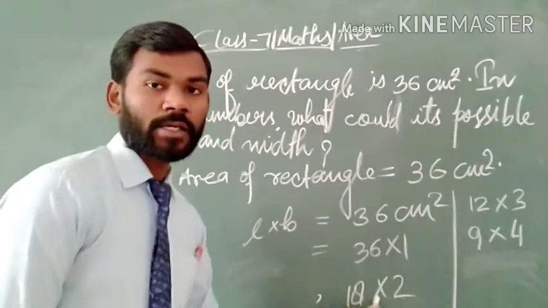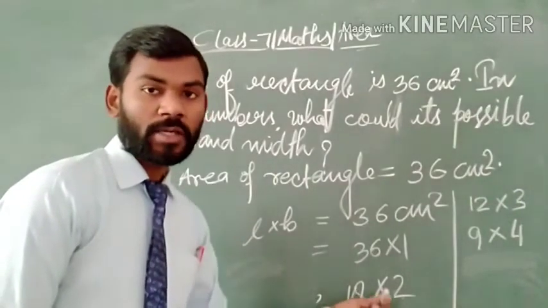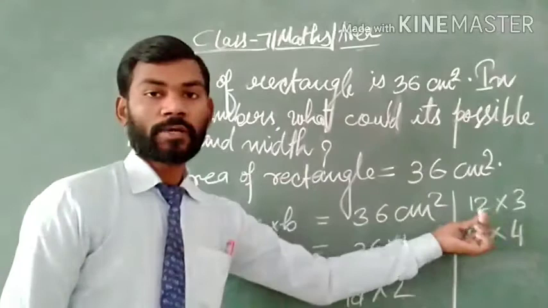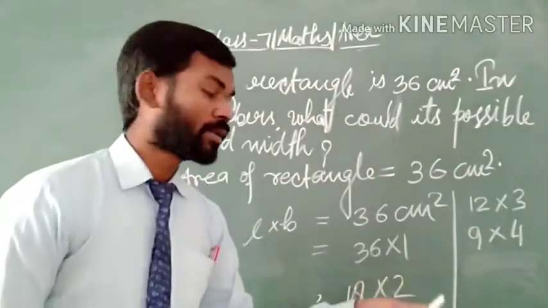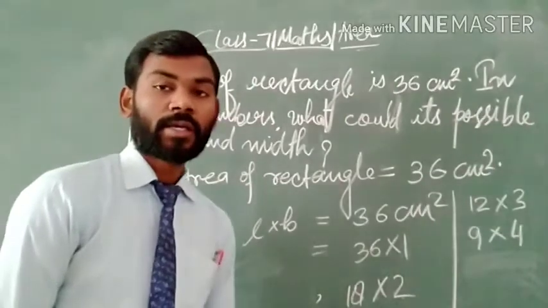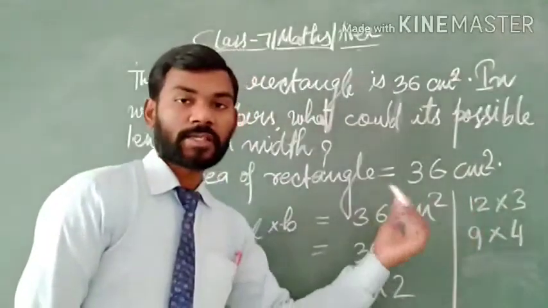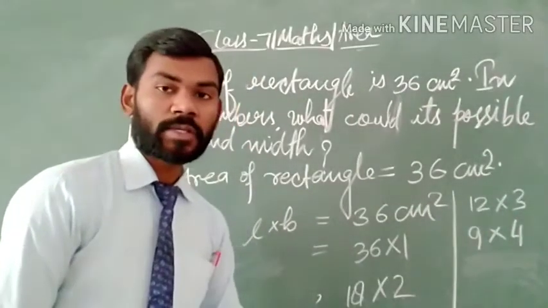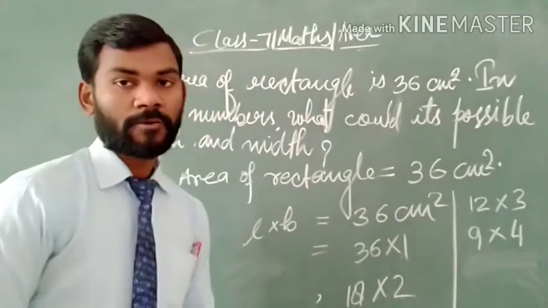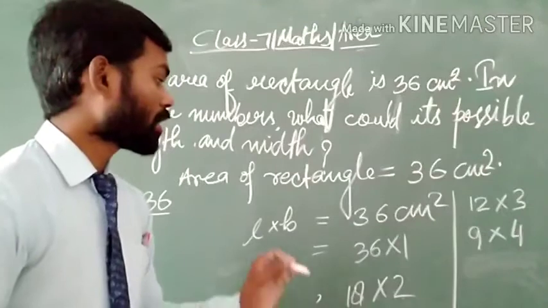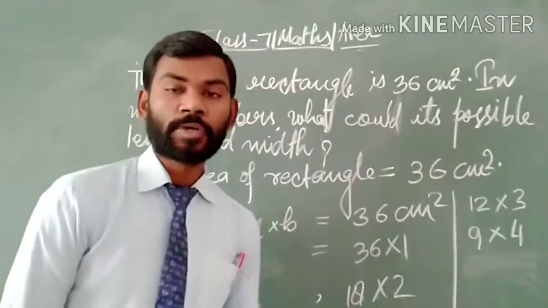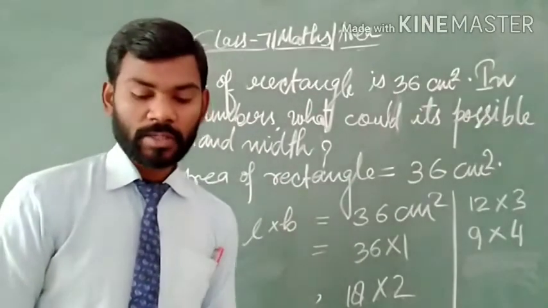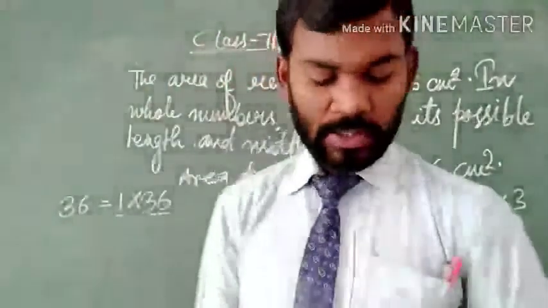Similarly, we can write it as 18 into 2, where 18 stands for the length and 2 stands for the width. Similarly, 12 into 3, where 12 represents the length and 3 represents the width, and after multiplication 12 times 3 is 36, which gives us the area of the rectangle. Similarly, we can also write 9 into 4, where 9 is the length and 4 is the width. So there are 4 possible cases in which we can find the dimensions of the rectangle in whole numbers. Students, I hope it is clear to everyone. Now let us see the next question.